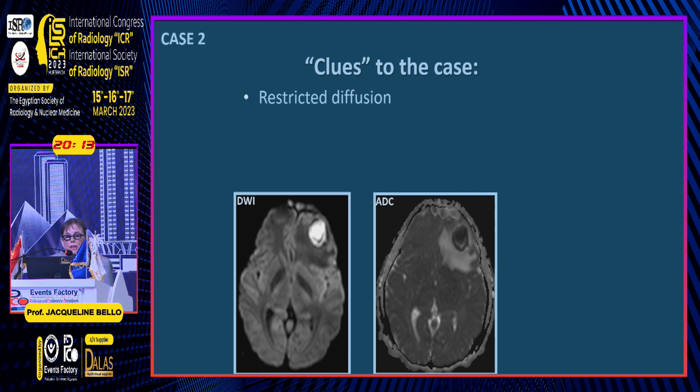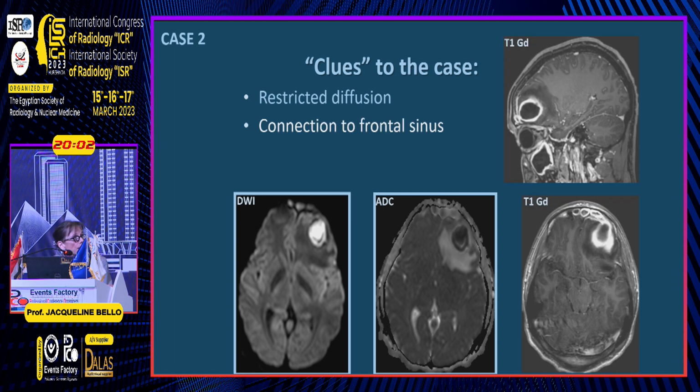So what were the clues to this case? We have restricted diffusion confirmed with the ADC, low signal, and on additional images, we see a connection to the frontal sinus as the source for this intracranial abscess. Remember that there are diploic veins in the frontal region that are the etiology for such frontal abscesses in the setting of sinusitis.